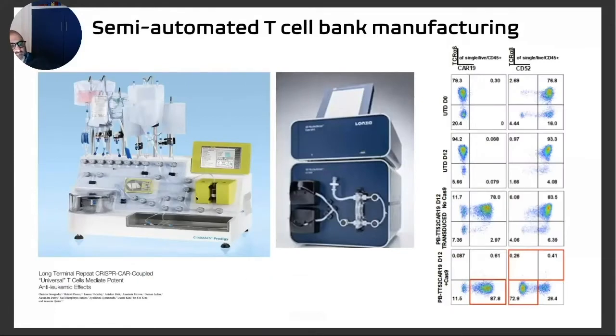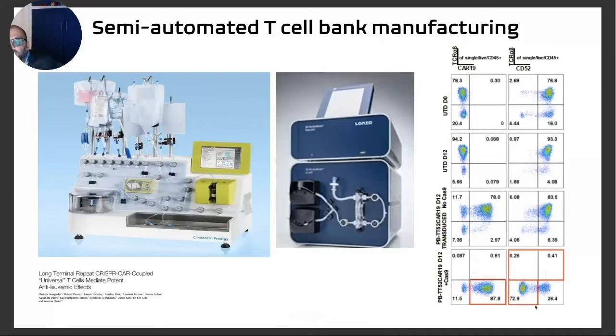We use this device, which allows us to engineer hundreds of millions, if not billions, of cells in one batch. It's called a Prodigy device, and it allows us to culture and expand cells and select them if we need to. And then electroporation-wise, there's this device from Lonza that's been upgraded to work in a compliant manner. And on the right here, I can show you some flow plots of the type of cells we end up with at the end of a weeks-long manufacturing process in one of these devices.